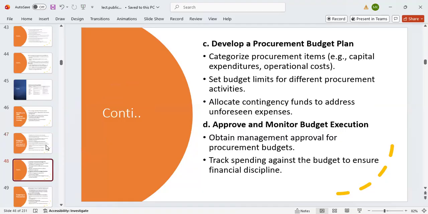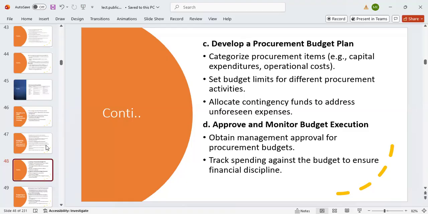The first thing that you need to do is to develop a procurement plan, a budget plan. All you do is categorize all the procurement items in terms of capital expenditure and operational cost in various categories. You set a budget limit for different procurement activities. Allocate a contingency fund to address unforeseen expenses.